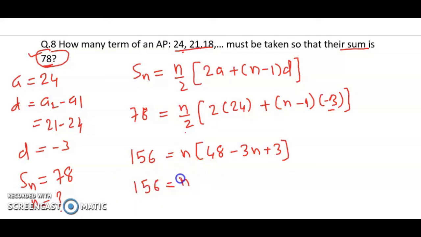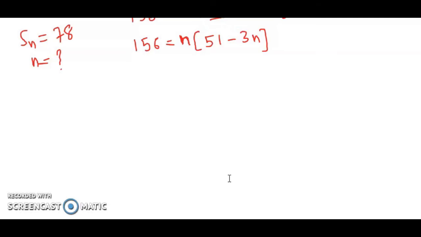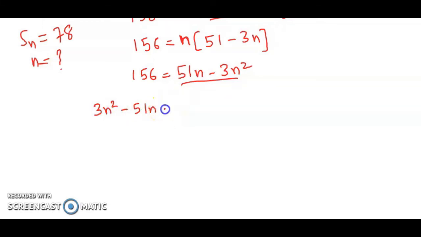So here 48 plus 3 becomes 51 minus 3n. If you multiply this n into the bracket, then we get 156 equal to 51n minus 3n square. If you take this term to the left-hand side, then we get the quadratic equation 3n square minus 51n plus 156 equal to 0.